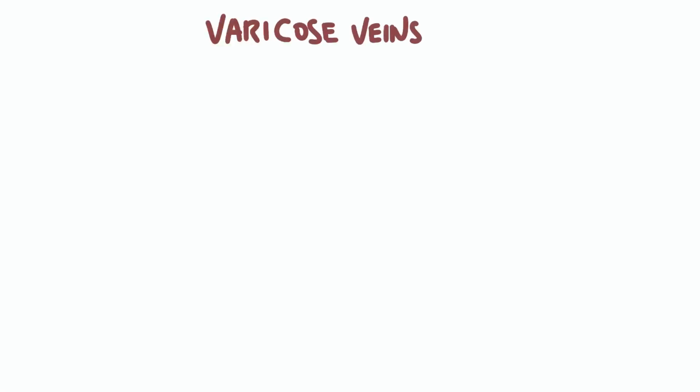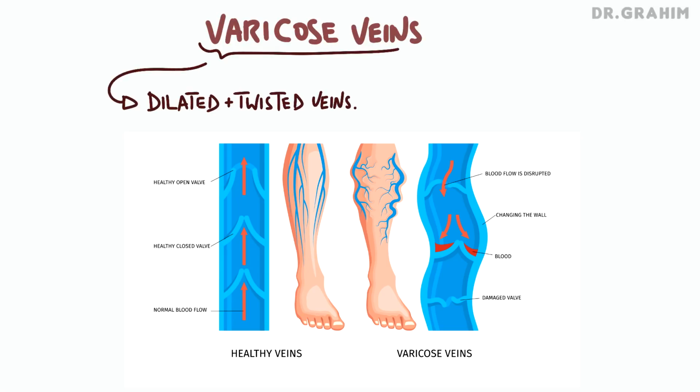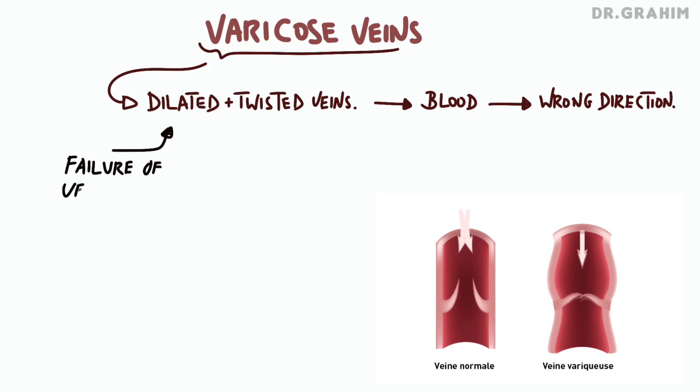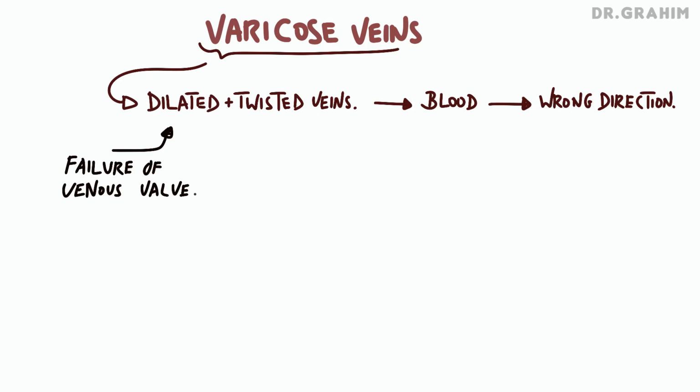Varicose veins of the lower limbs are dilated and twisted veins in which blood flows in the wrong direction, against the normal flow. This reverse circulation results from the failure of venous valves, which are responsible for the return of blood to the heart. As a consequence, the veins dilate, the walls weaken, and venous return becomes inefficient.